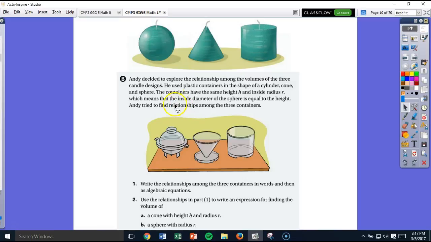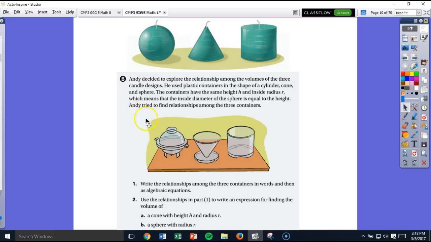We're going to skip part A and jump to B. Number one, write the relationships among the three containers in words, and then do algebraic equations for them. It gives us a little more information up here. It says the containers have the same height h and inside radius r. So same radius for all of them, same height, which means that the inside diameter of the sphere is equal to the height. So the sphere diameter is the same as the height, or 2r equals h, if you want to look at it that way.